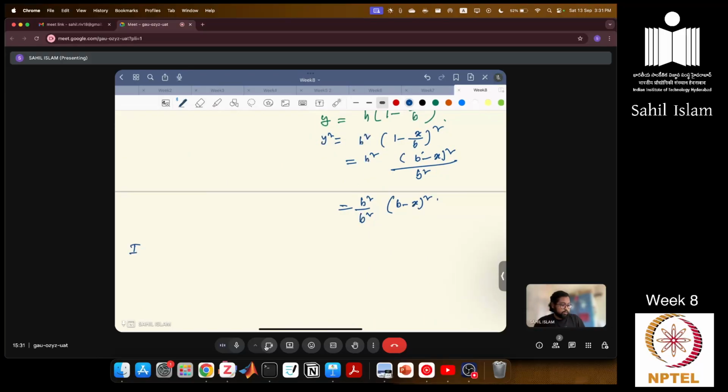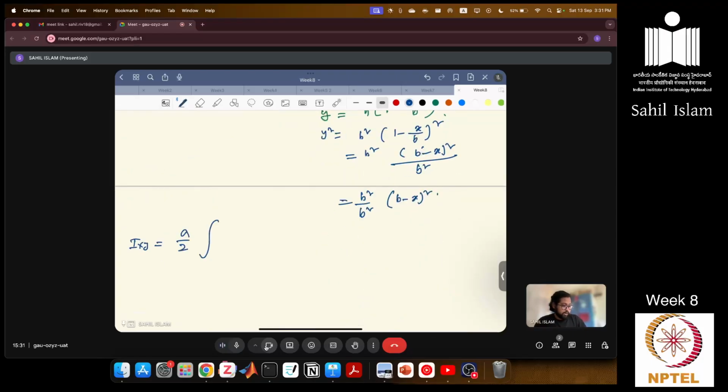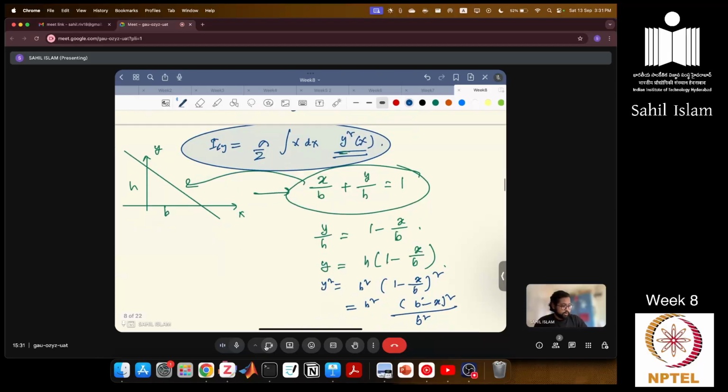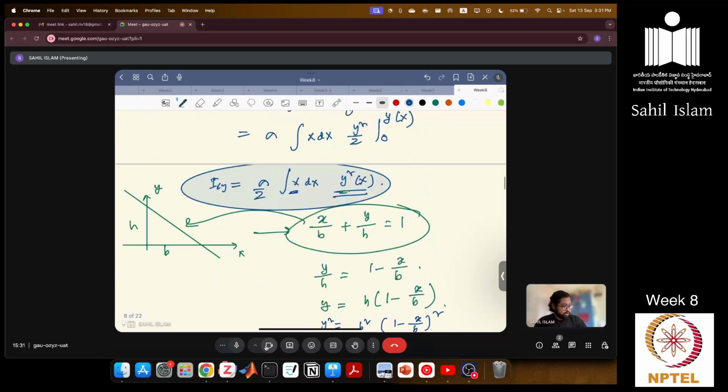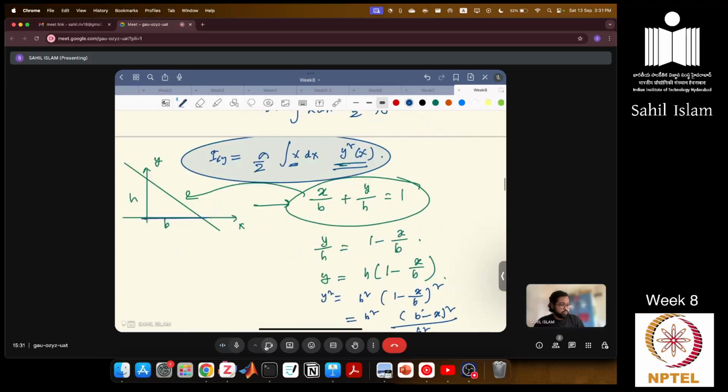So Ixy becomes sigma by 2 integral of x times y square, which is h square by b square, (b minus x) whole square, times this other x, which is already written, and dx. So let's take h square by b square out: x times (b minus x) whole square dx. Now the x limit is 0 to b.